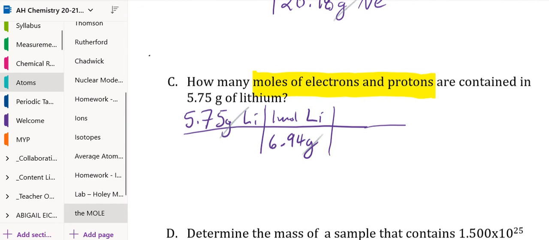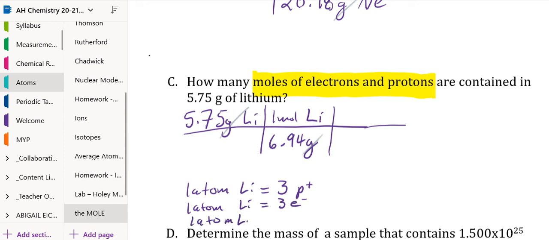So if I find lithium on my periodic table, 1 atom of lithium has how many protons? 3. And 3 electrons. So 1 atom of lithium contains 3 electrons. So you could also say 1 atom of lithium contains 6 protons and electrons. 3 plus 3 is 6.